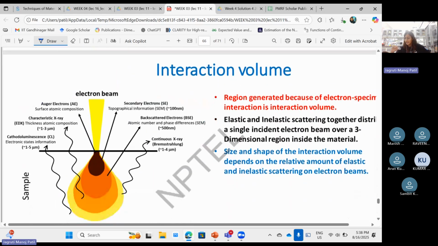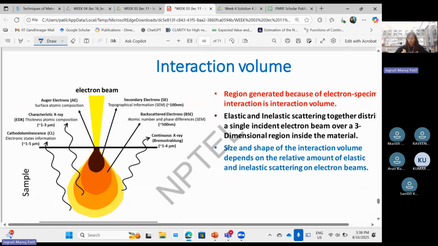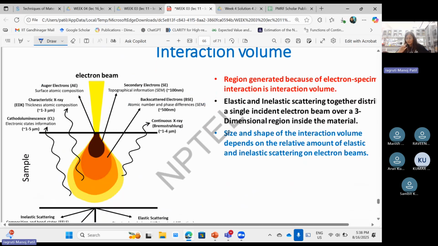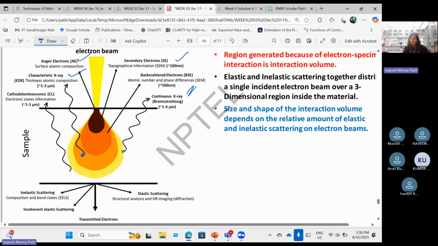So after that, we have something called interaction volume. From which part of the beam, or from which shells, which type of energy do you have when electrons interact with matter? Because of that, you get backscattered electrons, secondary electrons, Auger electrons. Characteristic X-rays are always from the bottom, and then you have some continuous X-rays also from that region and different kinds of regions.